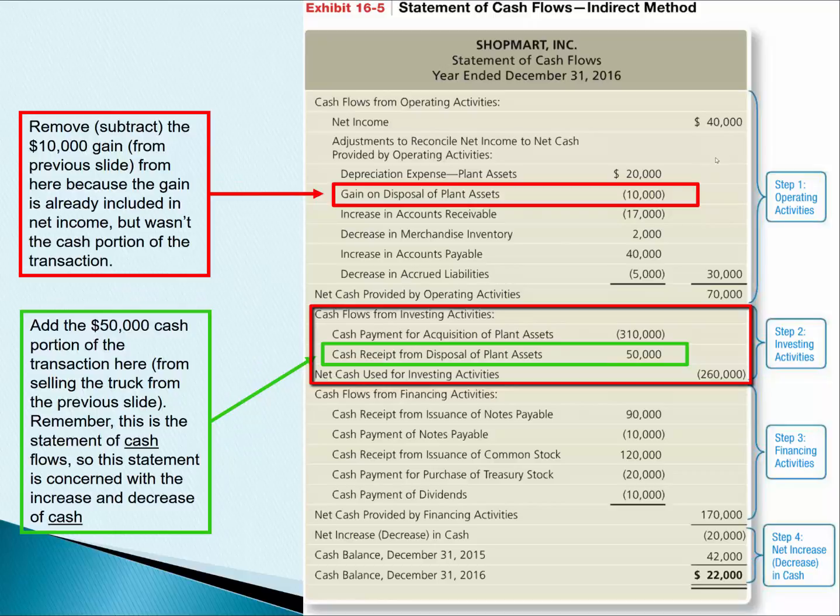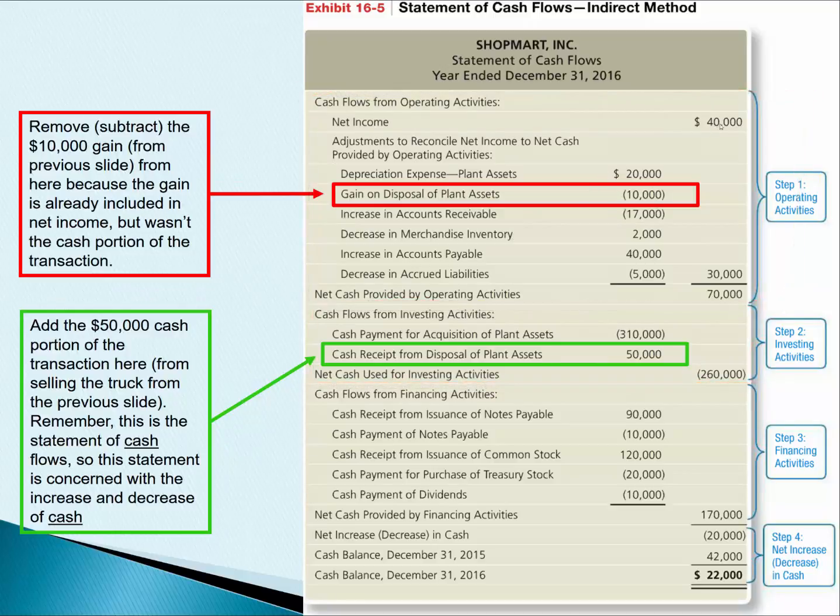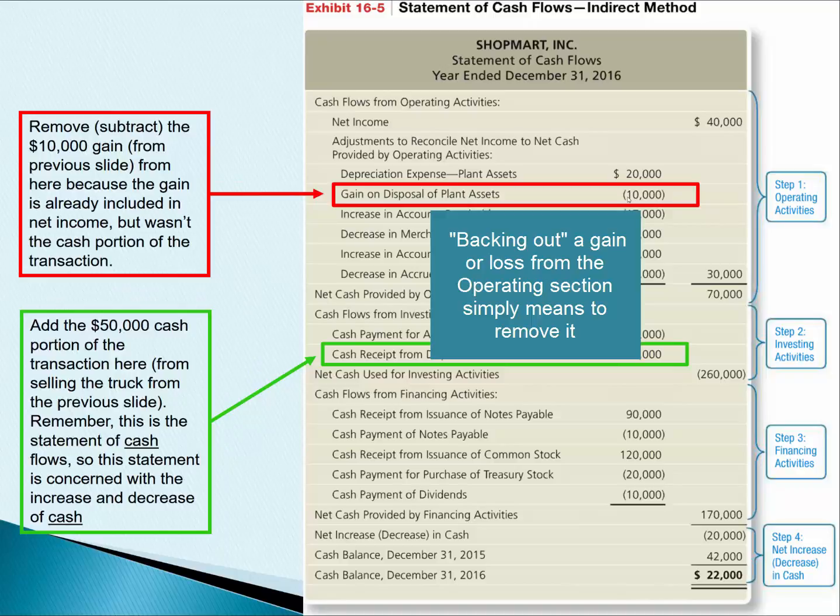And then we have to go back up here in the operating activity section, and we have to remove the gain. So how do we remove a gain? Well, a gain was added to net income, so you remove it by subtracting it. So in these slides, you will sometimes hear me refer to it as backing out the gain or backing out the loss.